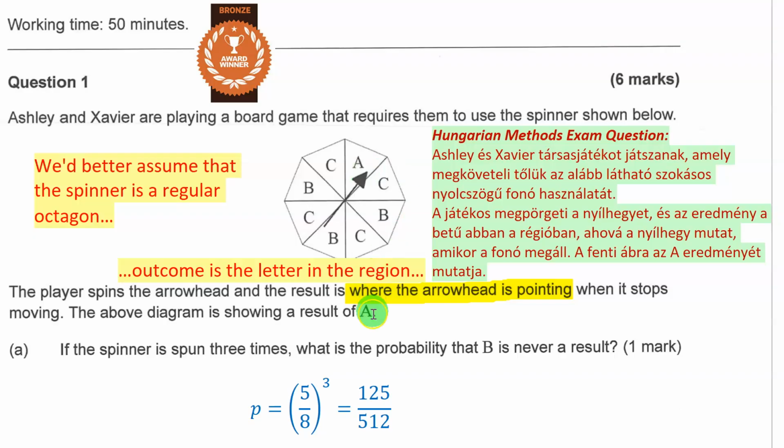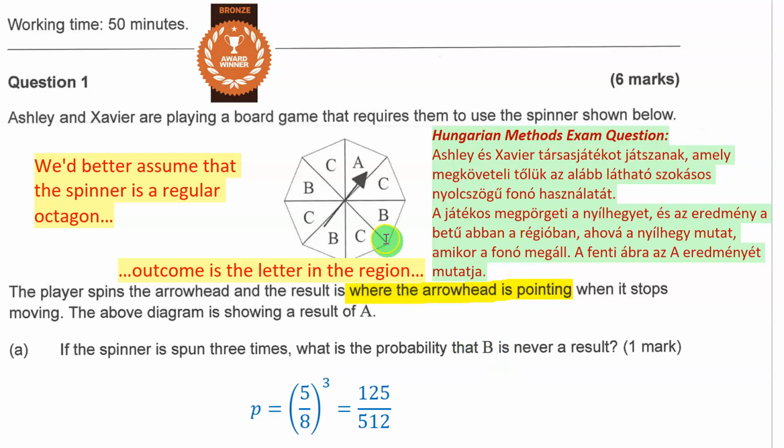So before we go any further, we have to make the assumption that our spinner here is a regular octagon, which the question doesn't tell us. But if we don't assume that, then we're kind of out of luck. So anyway, all these things adding up to our bronze award, but wait, there's more to come. Anyhow, so we've made the assumptions, we've translated the Hungarian into English and worked out what they really meant.